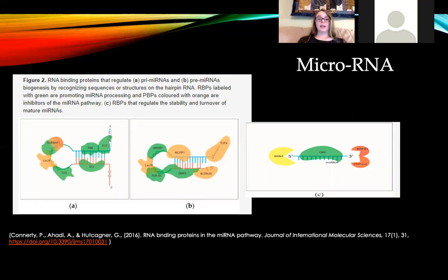RNA binding proteins that regulate pre-miRNAs and, well, I guess I would say miRNAs, I'm not sure how to pronounce that, and pre-miRNA biogenesis by recognizing sequences or structures on the hairpin RNA. RBPs labeled with green are promoting miRNA processing, and RBPs colored with orange are inhibitors of the miRNA pathway, while RBPs that regulate the stability and turnover of mature miRNAs.